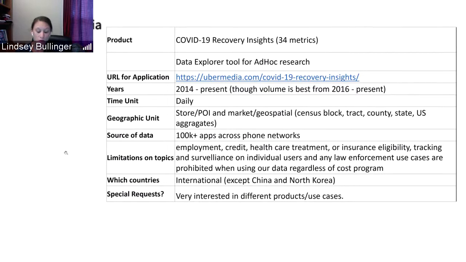They use over 100,000 apps across several different phone networks to build their database. They are international except for a handful of countries, and they are also interested in COVID-related work, but again, you do have to pay for these data.